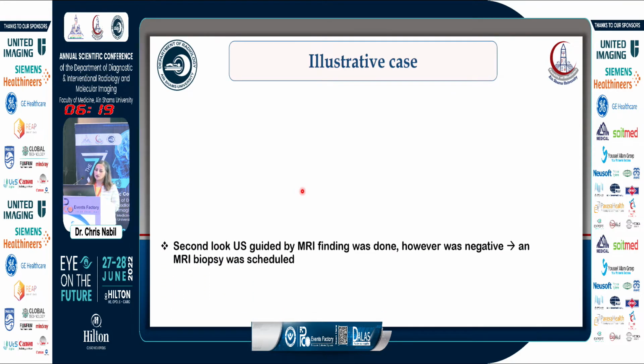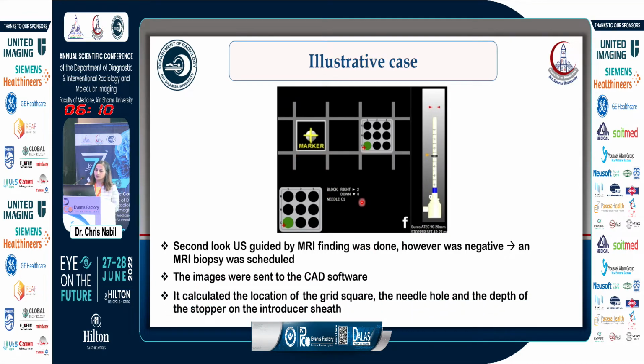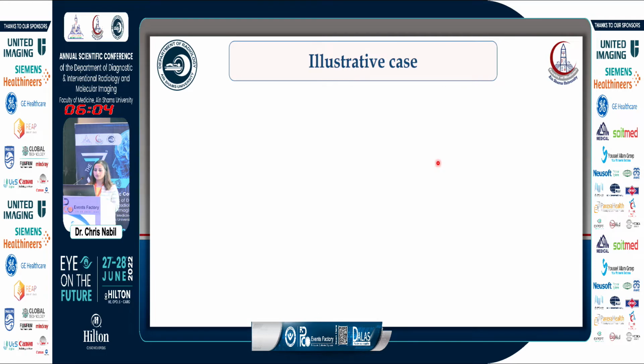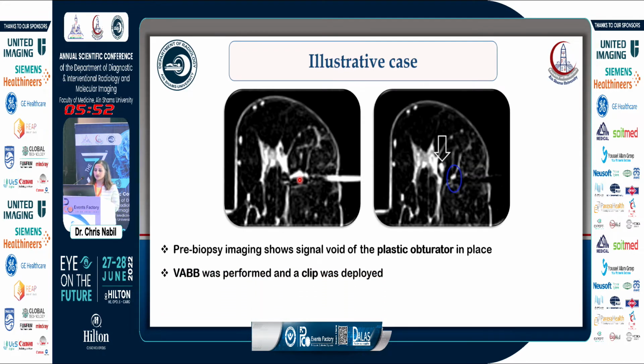And so a second look ultrasound was done, guided by the MR finding. However, it was negative, so an MRI biopsy was scheduled. The data was sent to the computer-aided detection software that calculated the grid square, the needle guide hole, and the depth of the stopper. This is the pre-biopsy imaging. We can see here this hypo-intense line, or the signal void, is the plastic obturator in place at the expected location of the lesion. The VAB was performed and the clip was deployed.